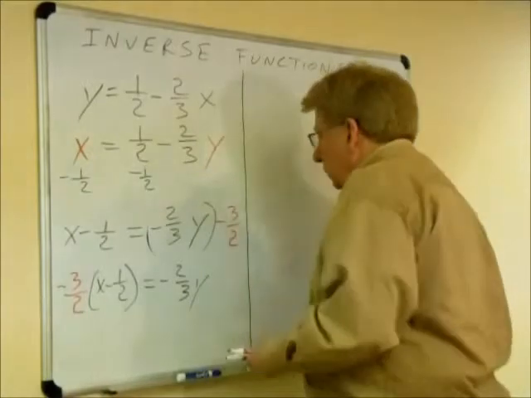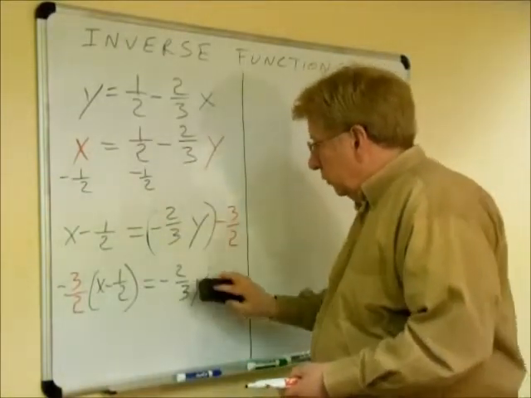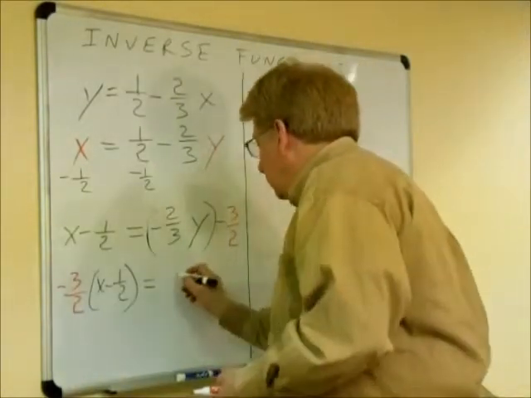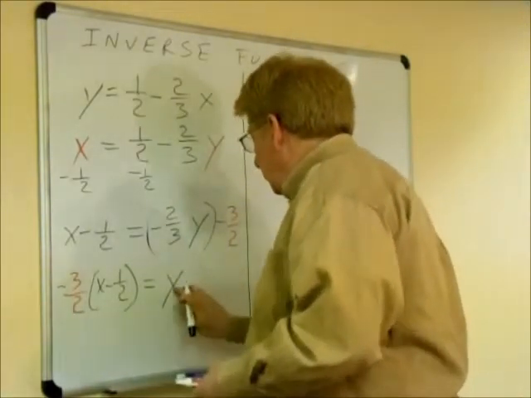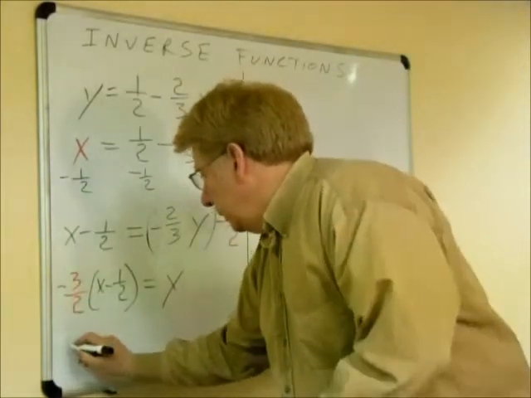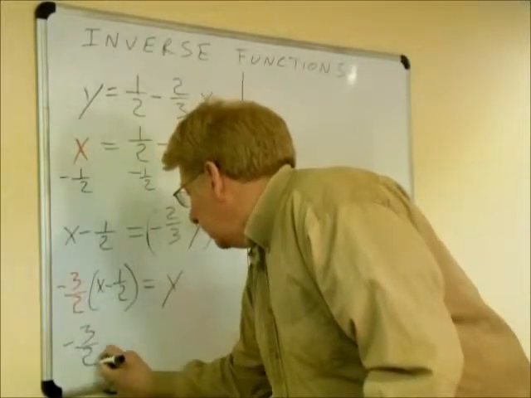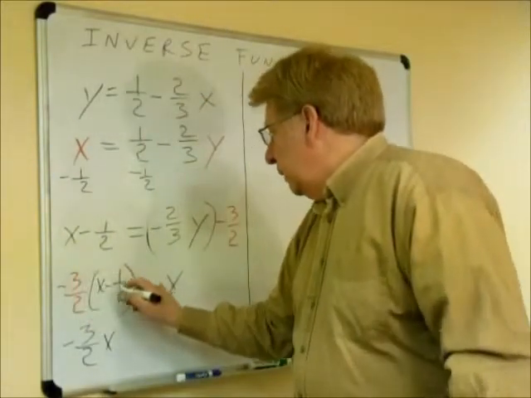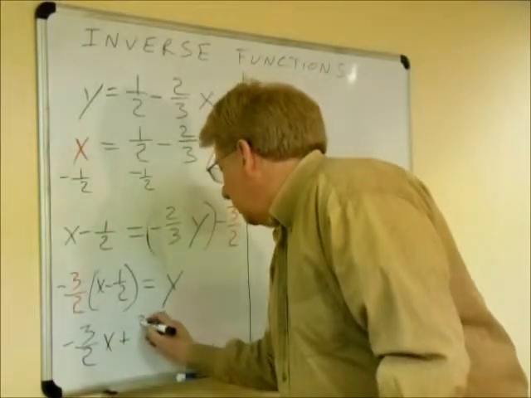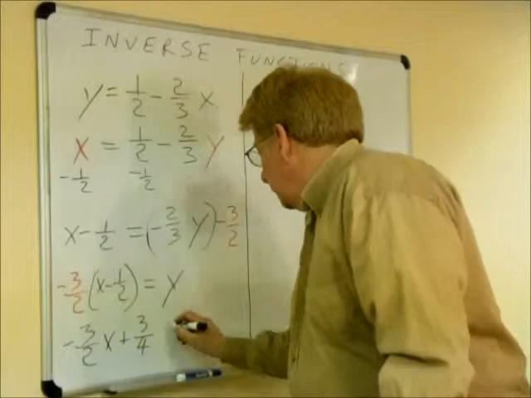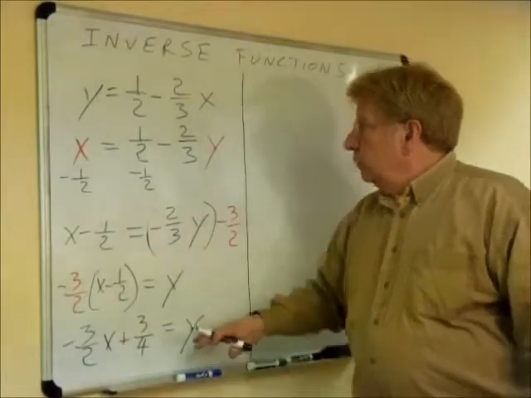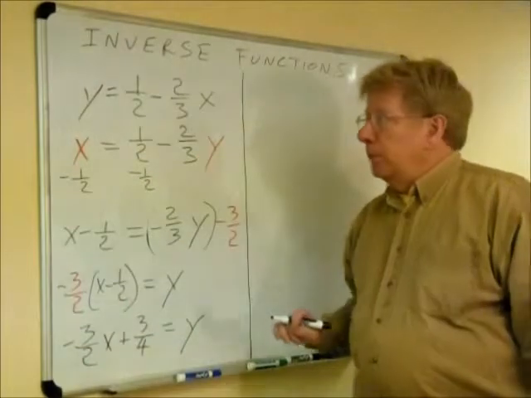Well, okay. Minus 3/2 times minus 2/3 will cancel out, just give us a 1. So here we just have a y. I'll take the minus 3/2 times x, minus 3/2 x, minus times a minus is plus, so we have plus 3/4 equals y. So this is the inverse of this function.